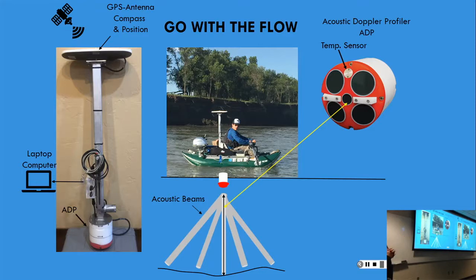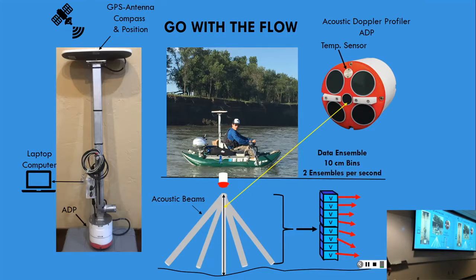And so these instruments are sampling. You get basically two ensembles every second. They're sampling every beam in time to get the 10 centimeter bin intervals all the way to the bottom along each one of the beams. That gets put together, keeping track of the boat speed, the boat rocking, the pitch and roll, into a data ensemble that has velocity components to it.